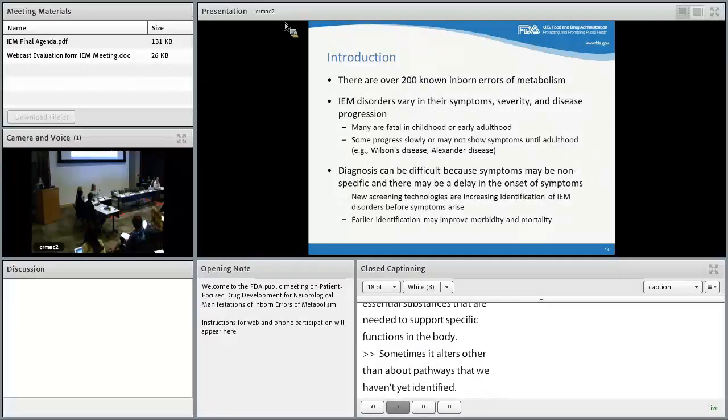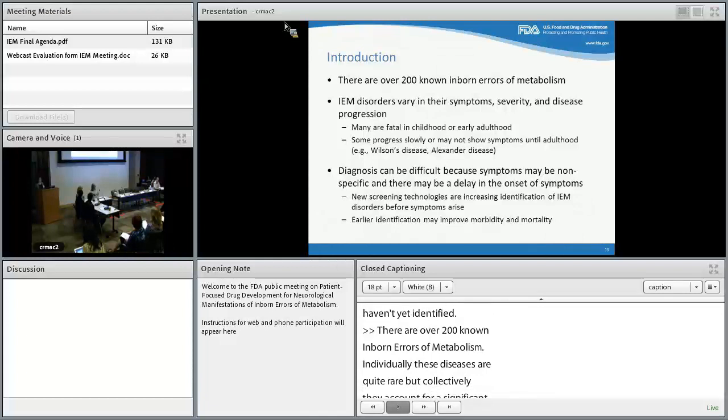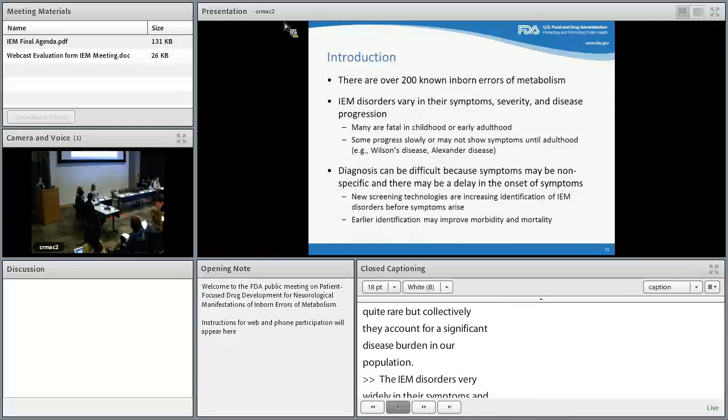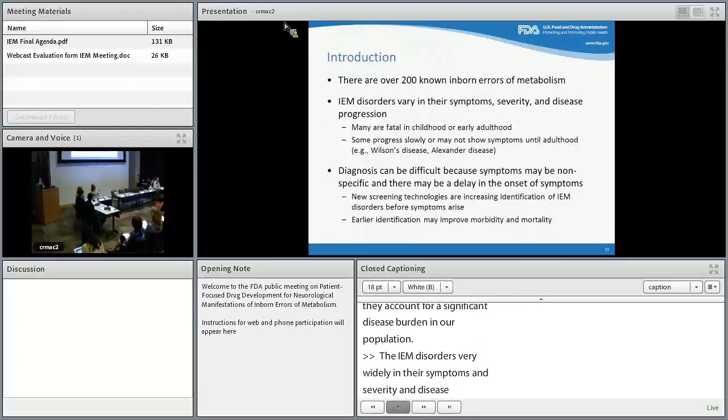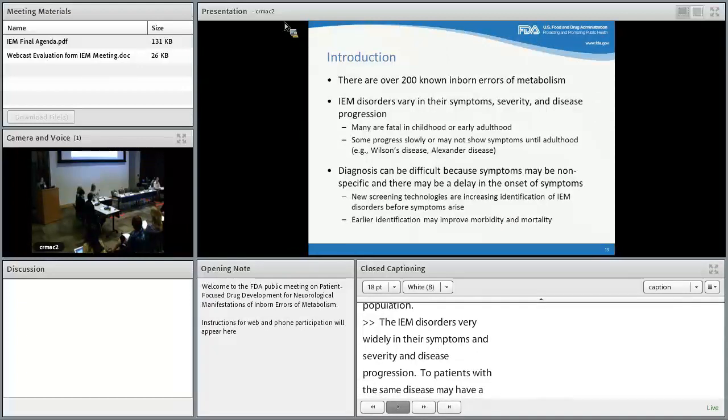There are over 200 known inborn errors of metabolism. Individually, these diseases are quite rare, but collectively, they account for a significant disease burden in our population. The IEM disorders vary widely in their symptoms, in severity, and disease progression. So two patients with the same disease may have a different course of the disease.